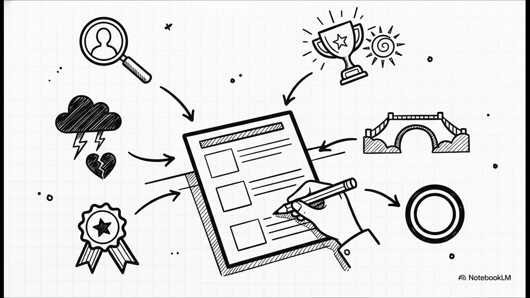What specific pain do they feel? What's the result they actually want? How does your product bridge that gap? What proof do you have to back it up? And what is the single action you want them to take? I promise you, doing this pre-work makes every subsequent script you write infinitely sharper.